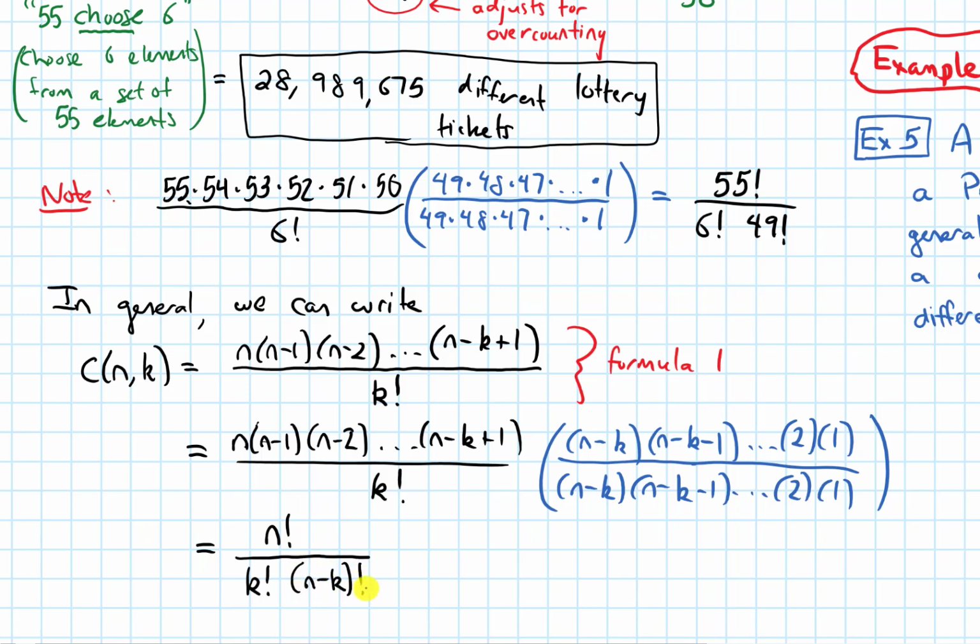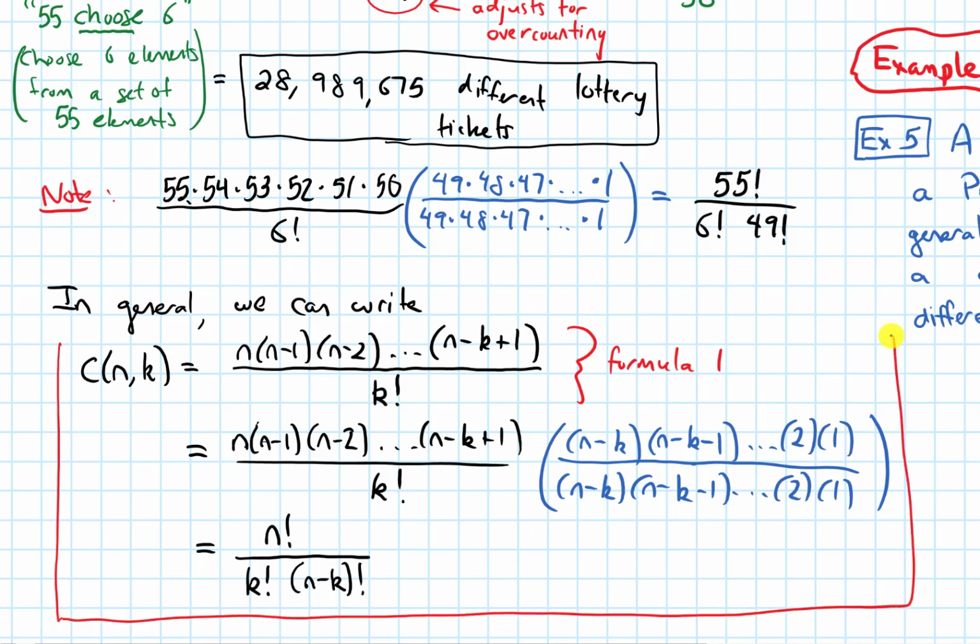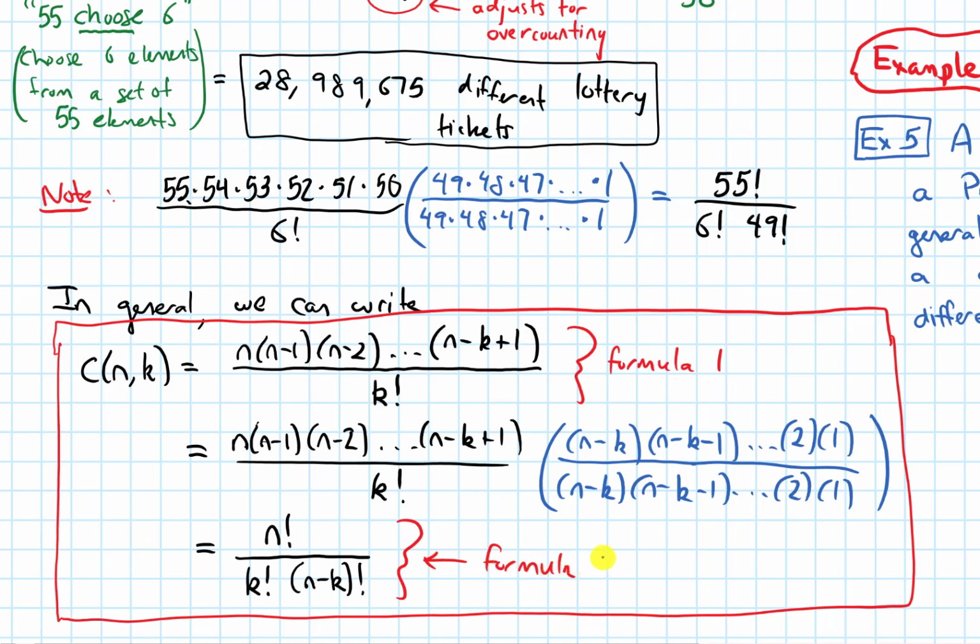So I'm going to put this whole thing in a box because it's going to summarize two of the formulas that we have to count the number of combinations. This over here, I'm going to call formula 2. Both of these are important, so I'm going to highlight both of them. The first one we had already seen, and here's the second one, purely in terms of factorials.